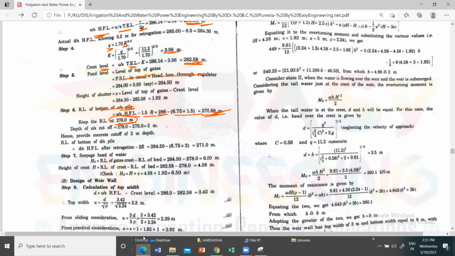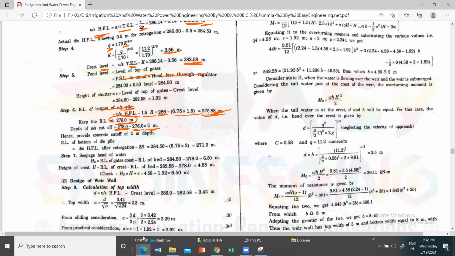Similarly, the depth of cutoff. How much we need to cut on the upstream side can be calculated. Depth of cutoff is equal to the bottom of the channel, that is 278, minus the reduced level of the sheet pile, 276. So 2 meters we need to cut on the upstream side.